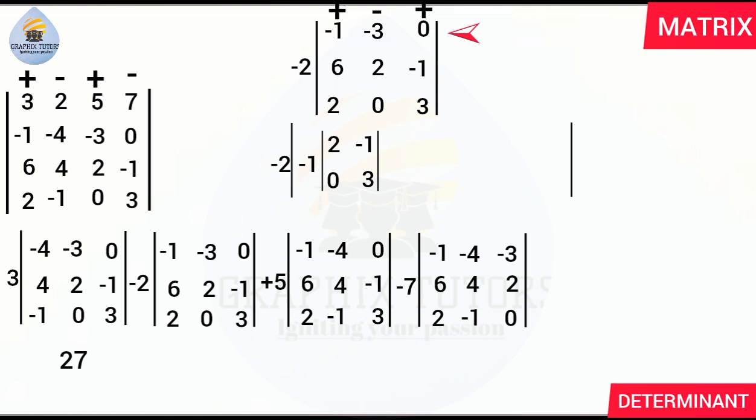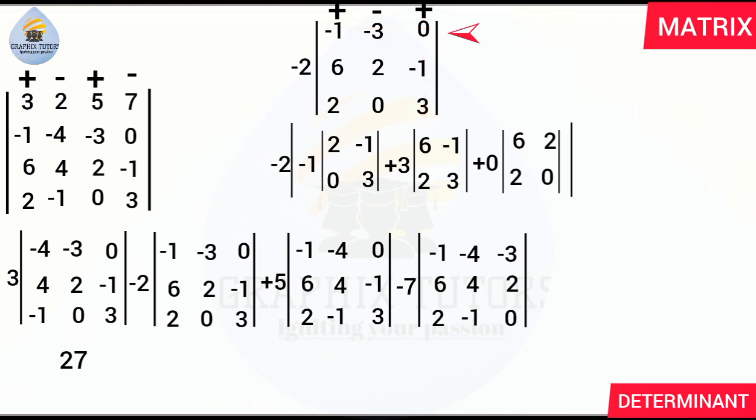Then if I consider minus 3, remember there's a minus on the 3, so minus and minus is plus, so I'll be having plus 3 here. If I consider it down the column across the row, I'll be left with 6, minus 1, 2, 3. So I'll put it here. Now if I consider 0, remember there's a plus on top of 0, so plus 0 there, down the column across the row, I'll be left with 6, 2, 2, 0.